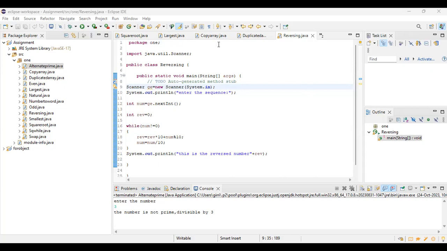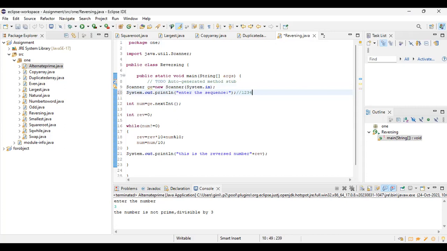Reversing the numbers. In that, the first thing is I have to give the input as a sequence, for example, 1, 2, 3, 4, or 4, 3, 2, 1, or 5, 6, 7. Whatever number I give, it has to be reversed. So if I give 1, 2, 3, 4, the output must be 4, 3, 2, 1.